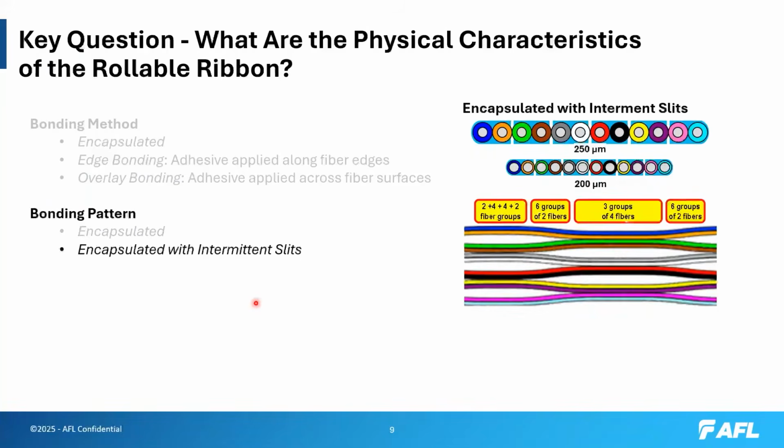Encapsulated with intermittent slits. This is where the manufacturers would take an encapsulated ribbon, then they would cut small slits in every other fiber. I call this 2x2 bonding. And as you can see, this layout of this ribbon, after they cut those slits, you can physically separate those fibers in 2 fiber bundles longitudinally.